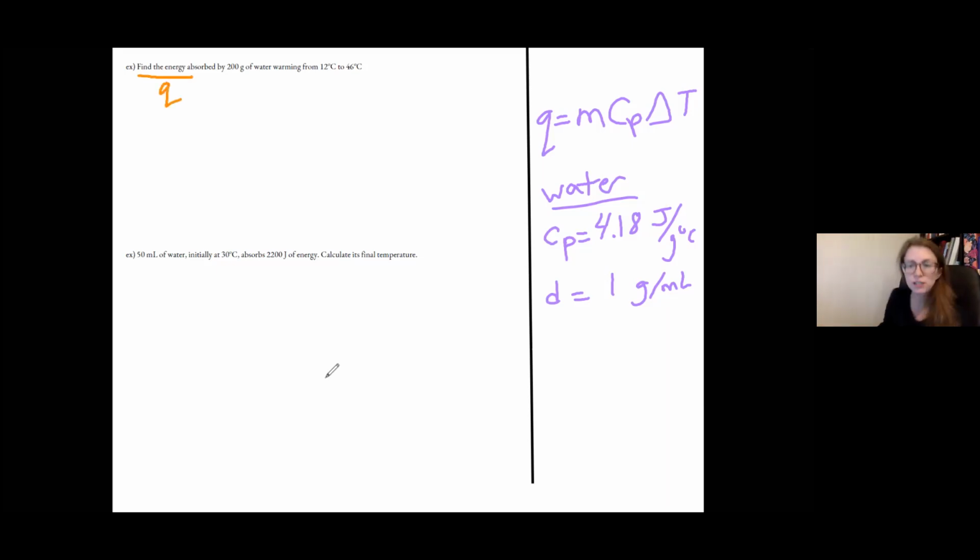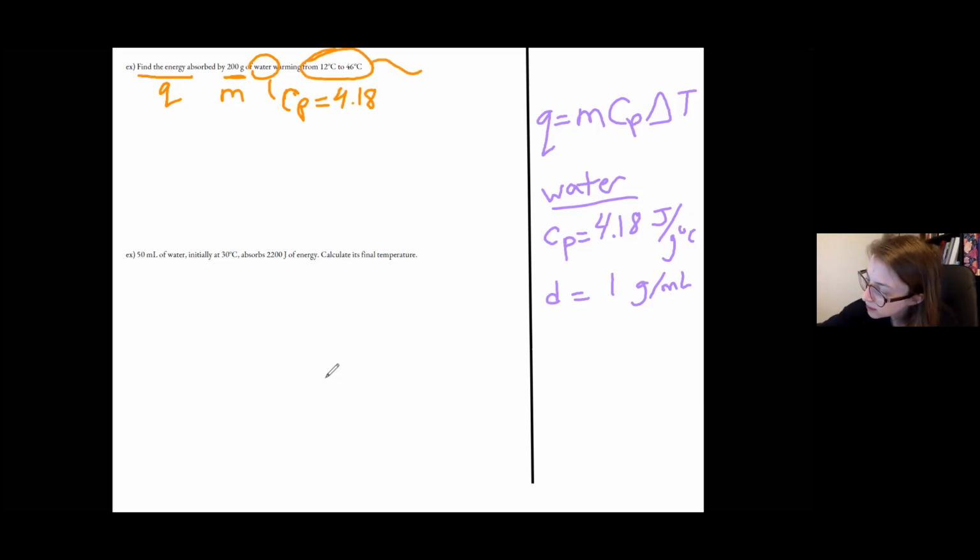I could have used the word energy, heat, it doesn't matter. Absorbed by 200 grams, that's a mass of water. Why does it matter that it's water? Well, the fact that it's water tells me I know its Cp, its specific heat, is 4.18. And it's warming from 12 to 46 degrees Celsius. That's going to help me find my change in temperature.